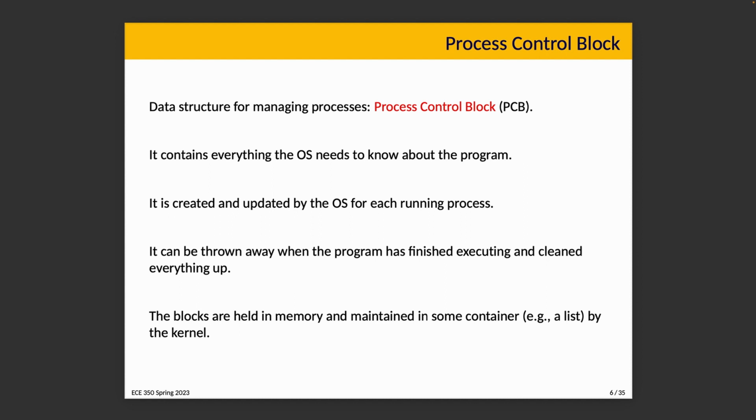When a new process is created, a process control block is created, and we update it as is necessary, depending on what is happening. And it can be thrown away when the program has finished executing and has cleaned everything up. We learned about zombie processes and cleanup previously. And the blocks need to be held in memory and are maintained in some sort of container, some sort of management structure. Maybe it's a list. We'll see as we get a little further in the course that maybe it's actually several, and the kernel keeps track of these.